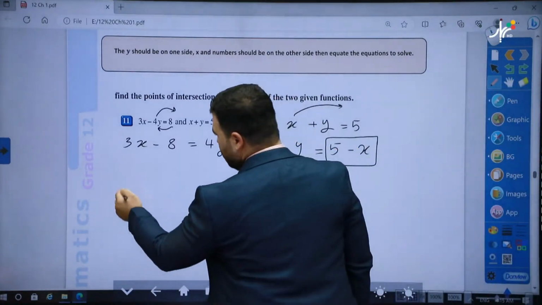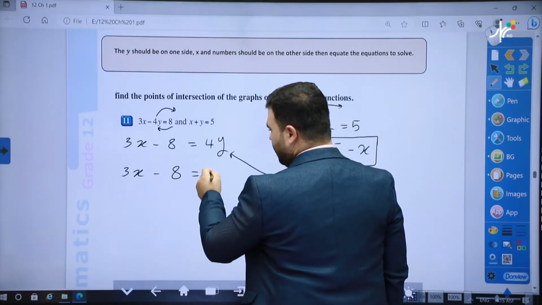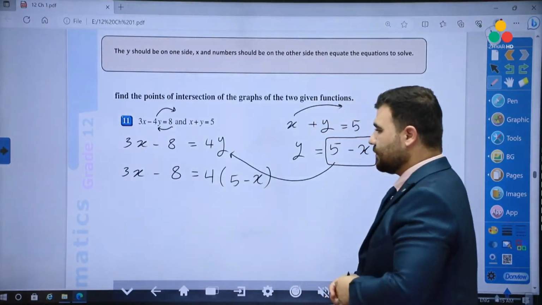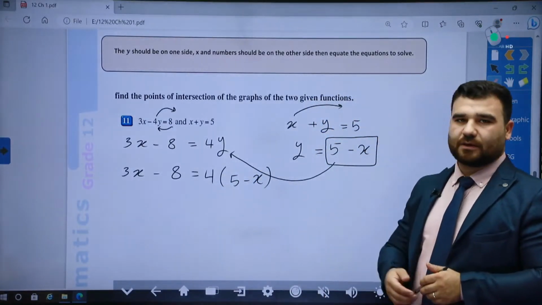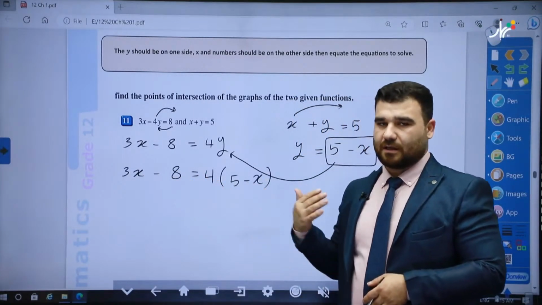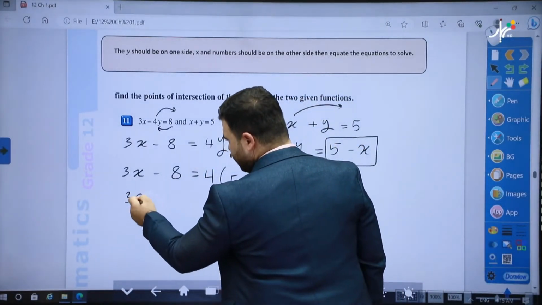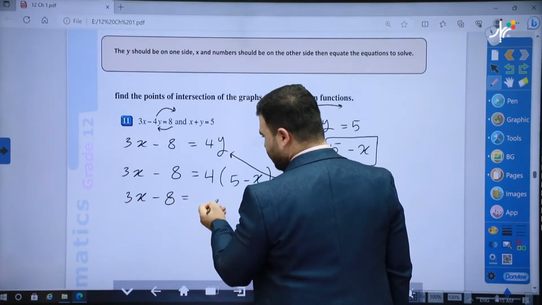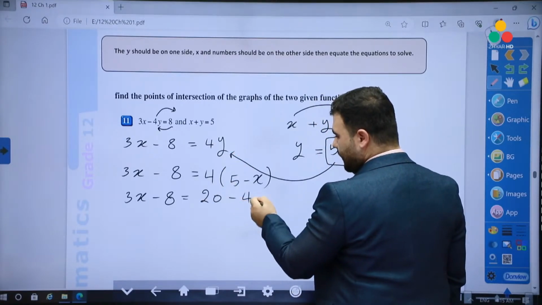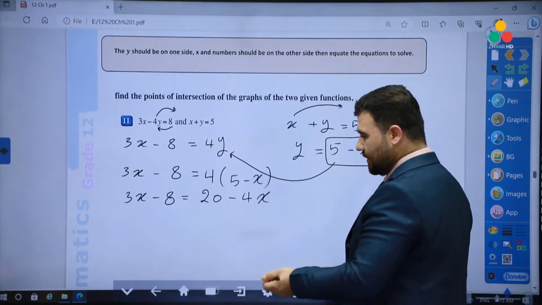Rewrite 3x minus 8 equal to 4 times (5 minus x). This is what I got. Now this is a linear equation. All the powers of x are just 1, then x to one side, numbers to one side. Multiply the 4 inside. 3x minus 8 equal to 4 times 5, 20. 4 times negative x is negative 4x. Negative 4x goes to the other side, becomes positive 4x.